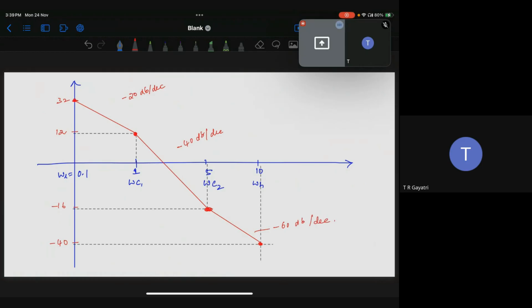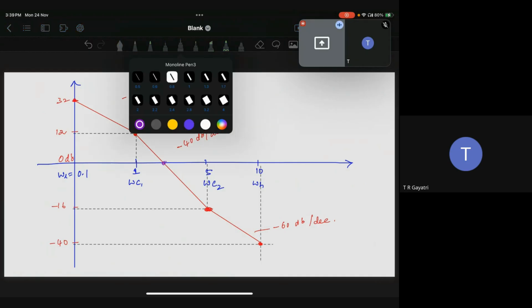Okay, now first we need to find the phase crossover frequency. So what is phase crossover frequency? The phase crossover frequency is when the gain is 0. So where is the gain? This one. This is the 0 dB line. When it is becoming 0, that is becoming 0 at this point.